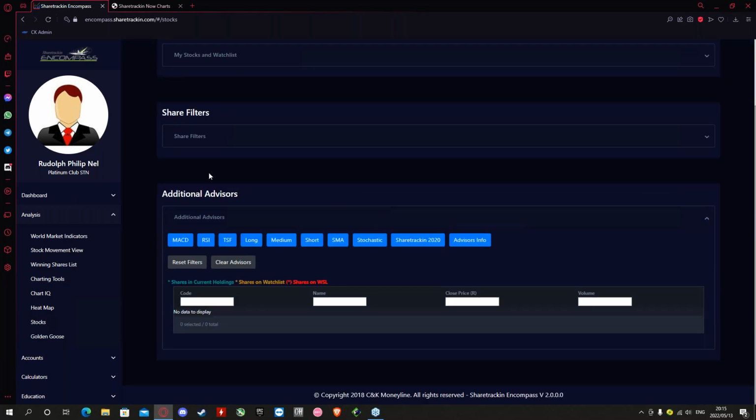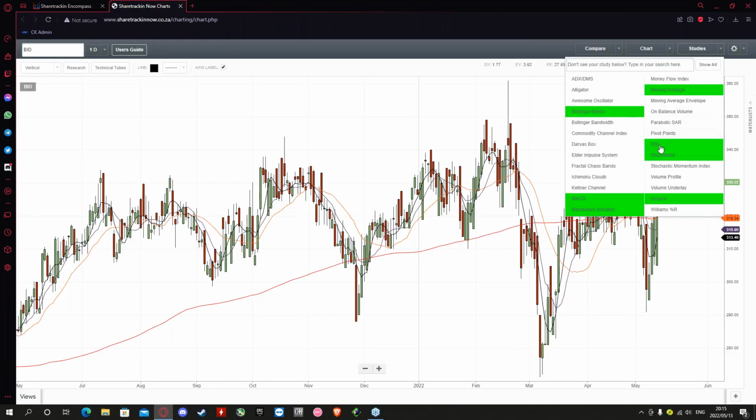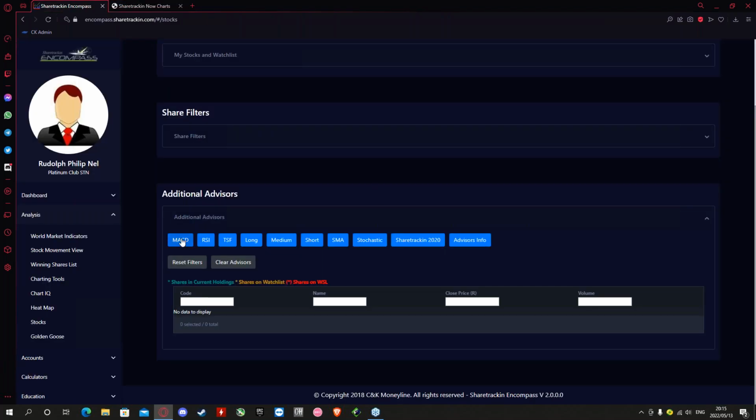Now, how the additional advisor works is it works directly from some of the advisors which are underneath studies. So, for instance, your RSI, your Stochastic, and your MACD, and also your 200-day moving average. The first one is the MACD, moving average convergence and divergence. So basically, it tells you if the share is currently converging or diverging, is it going into a bullish or a bearish trend? But we don't really use the MACD on here. We usually use RSI and Stochastic on this list.